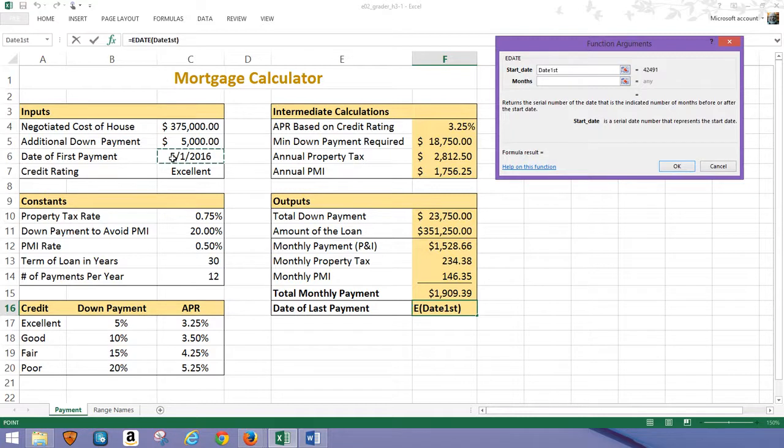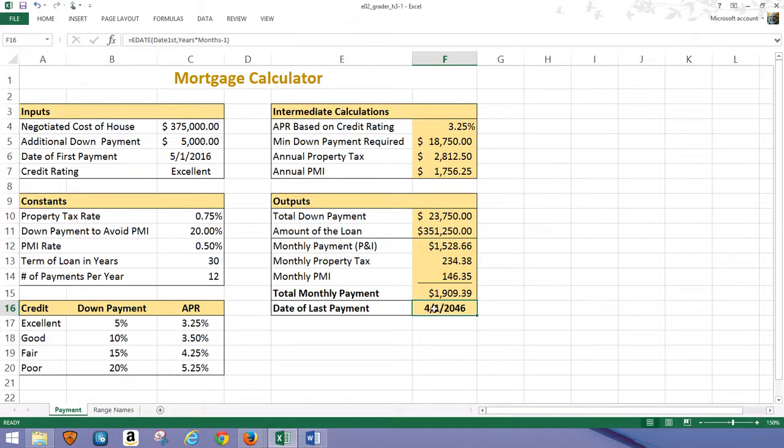Well, here's the date of the first payment, and then we have number of months. Well, number of months was number of years times payments per year, but then it also wants us to subtract 1. Now I don't put this in parentheses because I want to subtract the 1 after the multiplication. And so then when I click OK, it shows April 1st, 30 years later. Okay, now we've finished step 13.